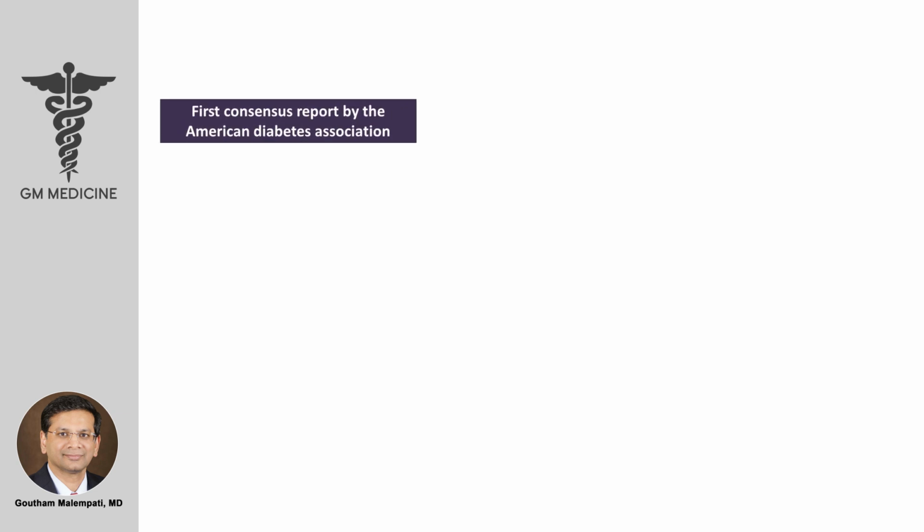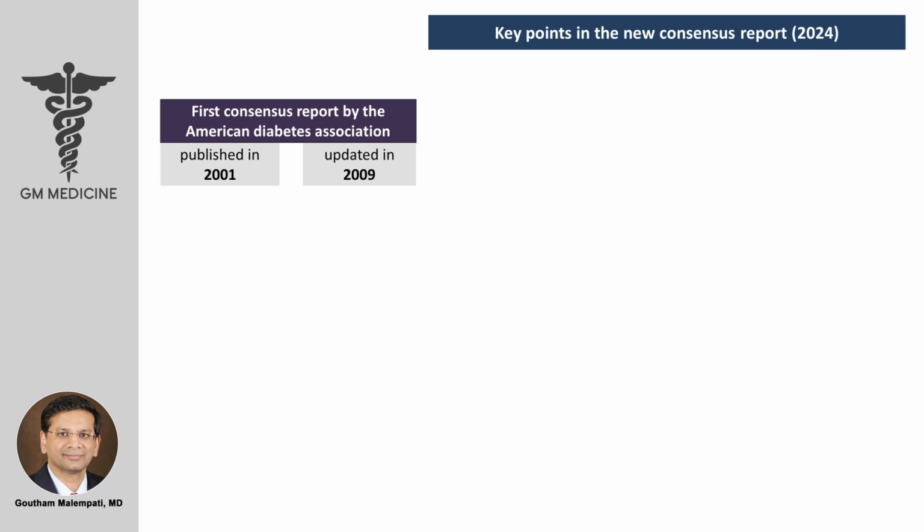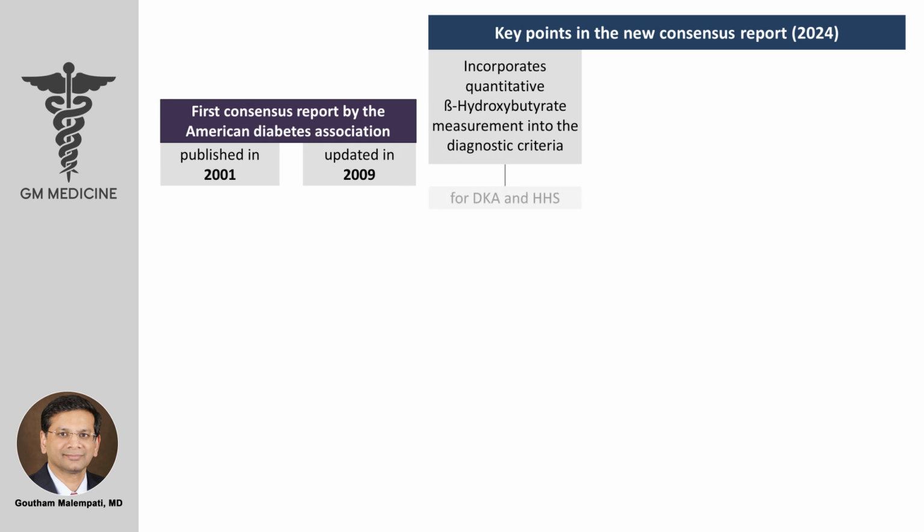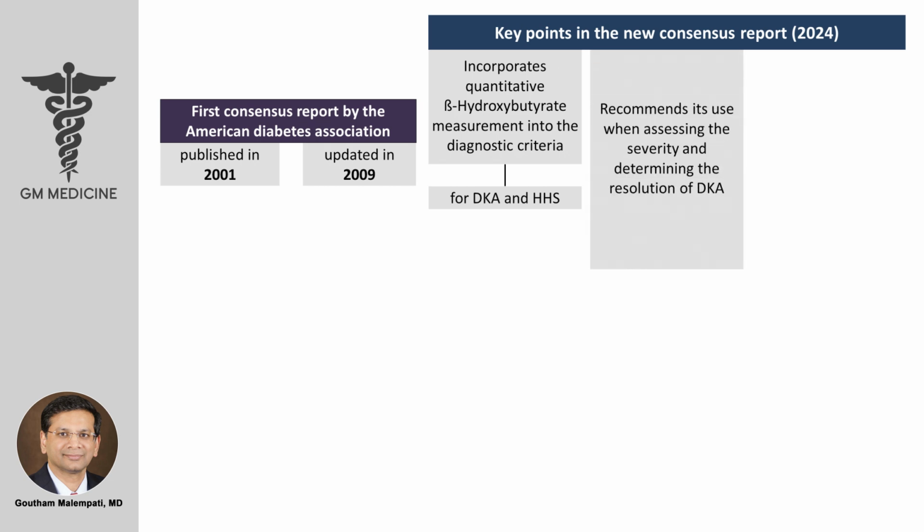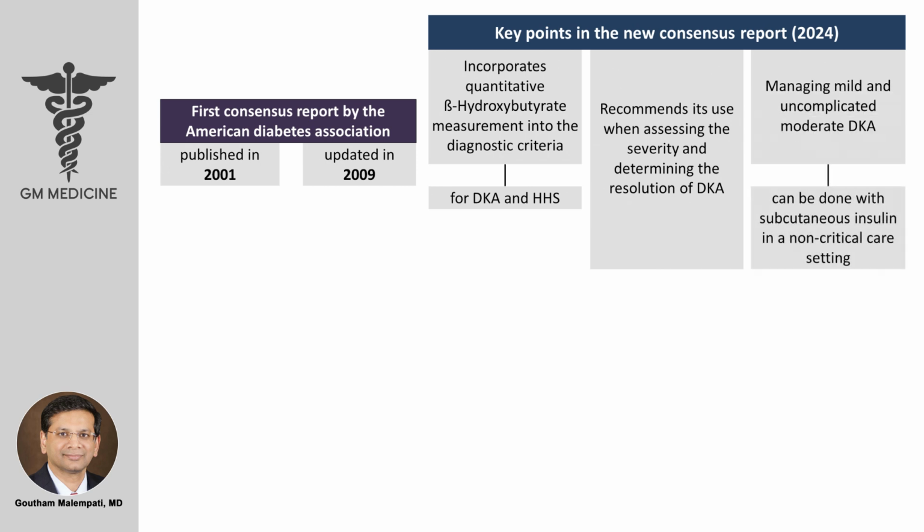The first consensus report by the American Diabetes Association was published in 2001 and was subsequently updated in 2009. The key points in the new consensus report: it incorporates quantitative beta-hydroxybutyrate measurement into the diagnostic criteria for diabetic ketoacidosis and hyperglycemic hyperosmolar state, and also recommends its use when assessing the severity and determining the resolution of DKA. Managing mild and uncomplicated moderate diabetic ketoacidosis can be done with subcutaneous insulin in a non-critical care setting.